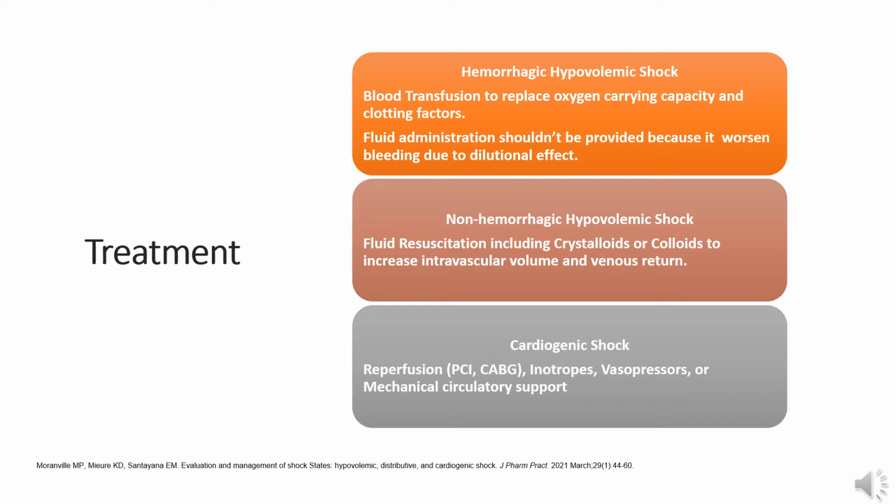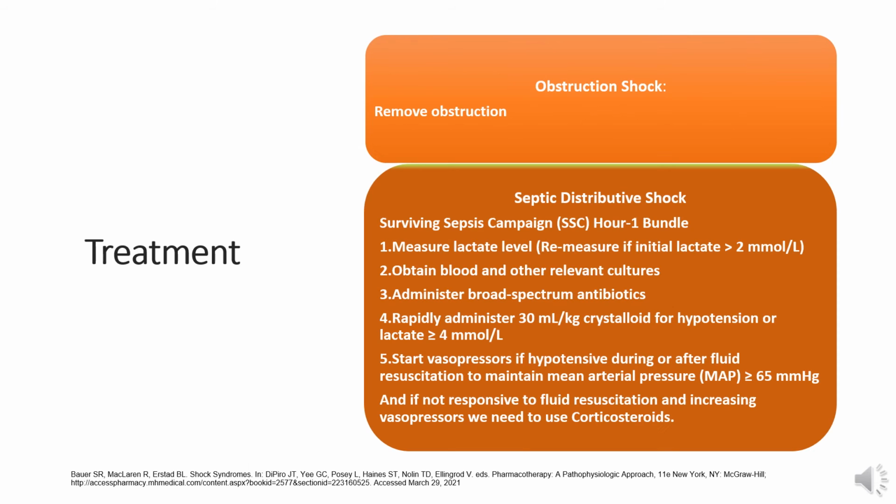For non-hemorrhagic hypovolemic shock, we need to provide the patient with fluid resuscitation, including crystalloids or colloids, to increase intravascular volume and venous return. For cardiogenic shock, the treatment includes reperfusion, either PCI or CABG, inotropes, vasopressors, or mechanical circulatory support. For obstructive shock, we need to know what causes the obstruction and remove it.